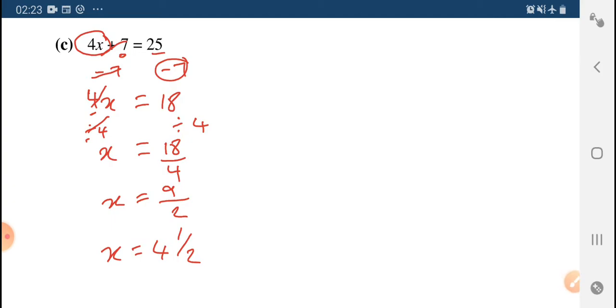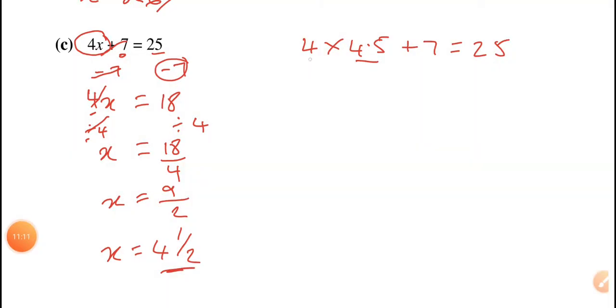So always substitute the answer in. Whatever you think x is, put it into the equation again, and if it's true, then your answer was right. So I'm going to use decimals this time. So 4 times 4.5 plus 7 is equal to 25. Now, what's 4 times 4.5? Well, 4.5 double is 9, and 9 double is 18. Remember, if you want to times a number by 4, just double it twice. And 18 add 7 is indeed 25. So we were correct.